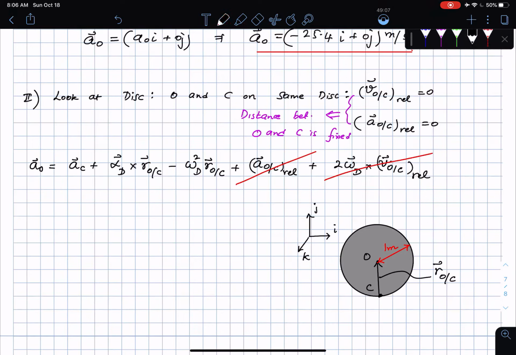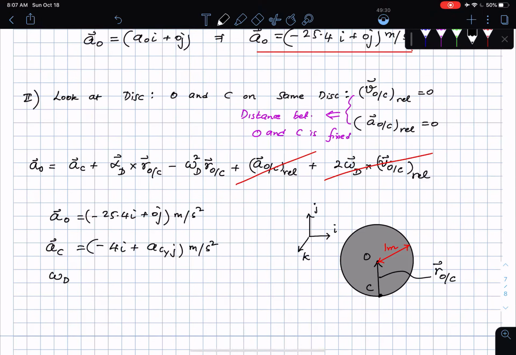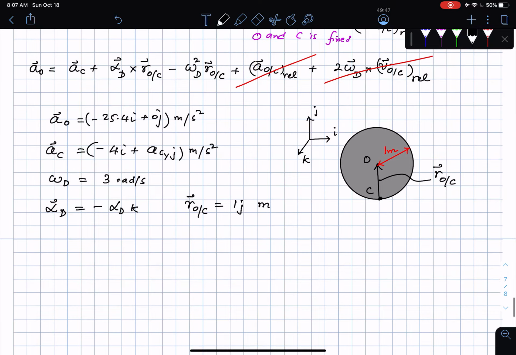Okay, and what are the things I know? Acceleration of O is minus 25.4 i and 0j, so many meters per second square. Acceleration of C, if you recall, was minus 4i and then something in the y direction, so many meters per second square. That's an unknown quantity in the y direction, I don't know. Omega of the disk, I had obtained it to be 3 radians per second. Alpha of the disk, I had assumed it to be minus alpha in the k, and then R O slash C is nothing but 1j, so many meters.